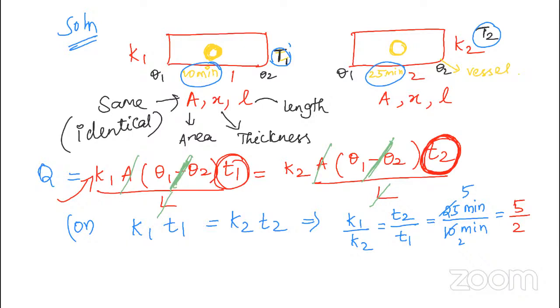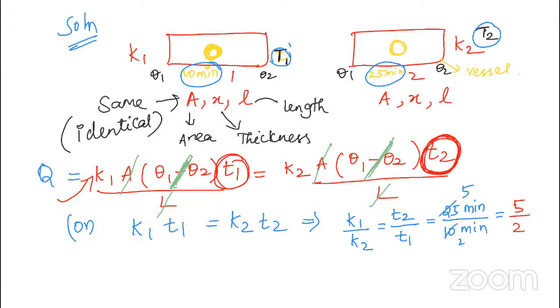I didn't give any options, so you have to write the direct solution. For the first problem, please check the answer: that is 98 into 10 power 5 joule. That is the answer.